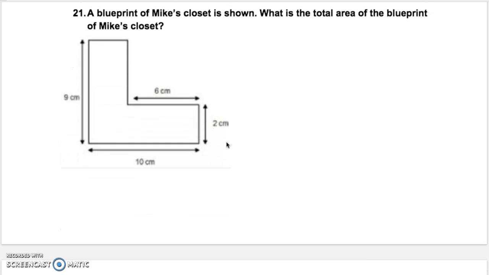Number 21, a blueprint of Mike's closet is shown. What is the total area of the blueprint of Mike's closet? If you remember, this was from our composite figures section.